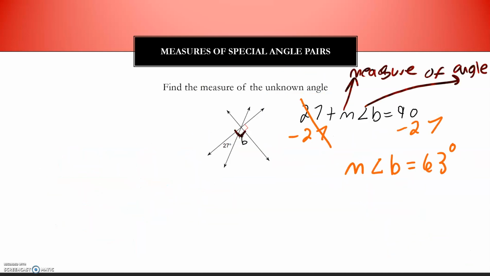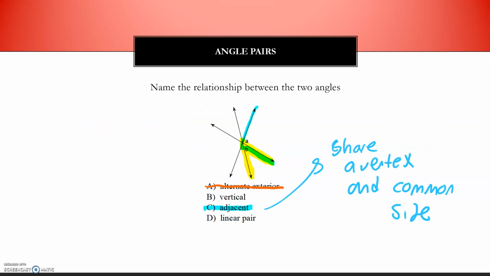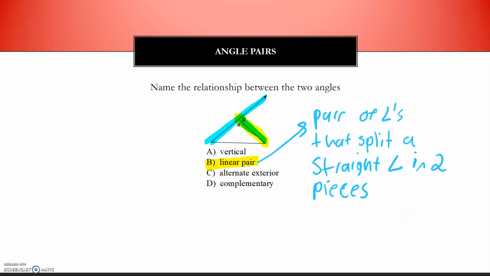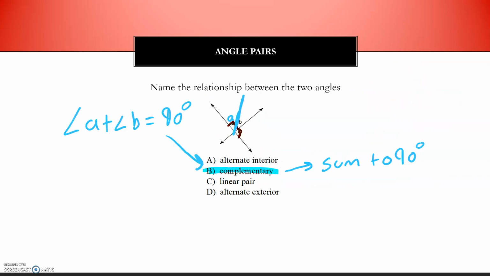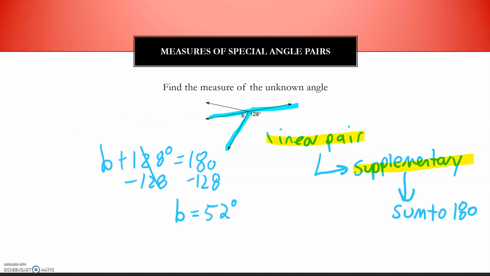So in terms of their arrangement with each other, we have adjacent, share a vertex and a common side. Linear pair, two adjacent angles that split a straight angle into two pieces. Vertical angles, the bow ties. And complementary angles, which divide up a right angle into two pieces that sum to 90. And from there, we also saw that if we have a linear pair, it is automatically supplementary, meaning the two angles sum to 180.